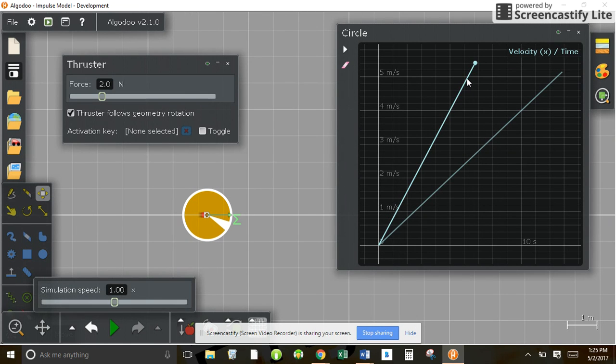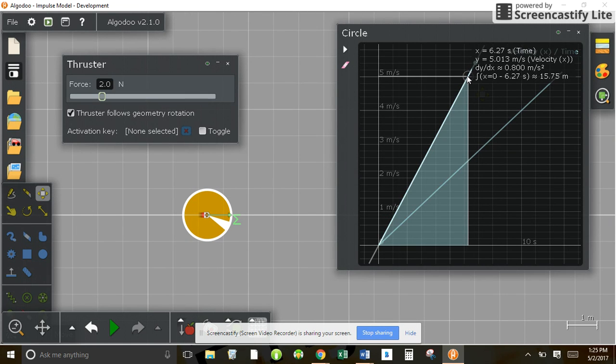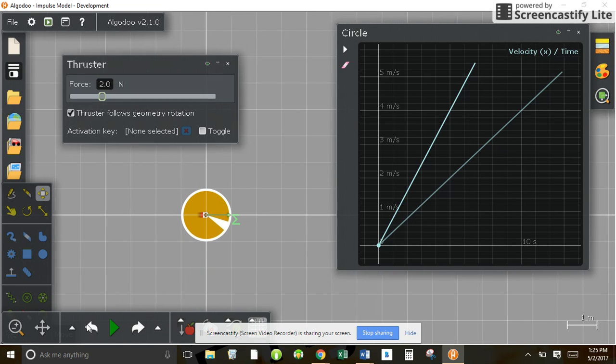There is our point. So we want to know when it reaches 5 meters per second, it took 6.25 seconds. There's your second data point. Now let's go back and do this again at 4 newtons. 4 newtons of net force acting on this 2.5 kilogram mass. Let's see how long does it take to get to 5 meters per second from 0.